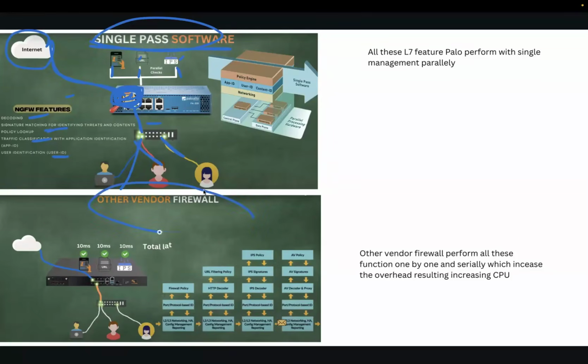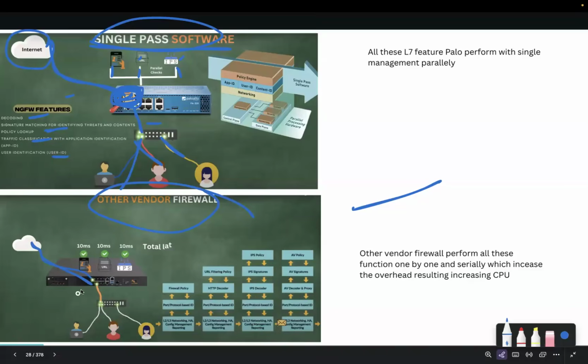How is it different in other vendor firewalls? This is very important. If the same internet traffic comes here in a different vendor, assume any vendor except Palo Alto, and URL filtering and IPS requirements are there, first it will come here. It will check for L3, HA and everything, port, everything, firewall policy. If that is done, then my packet will go here. Once that is done, the packet will go here. Then once done, the packet will go here, then go out.